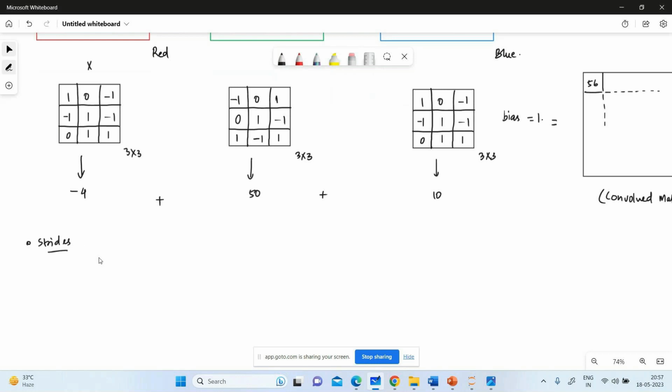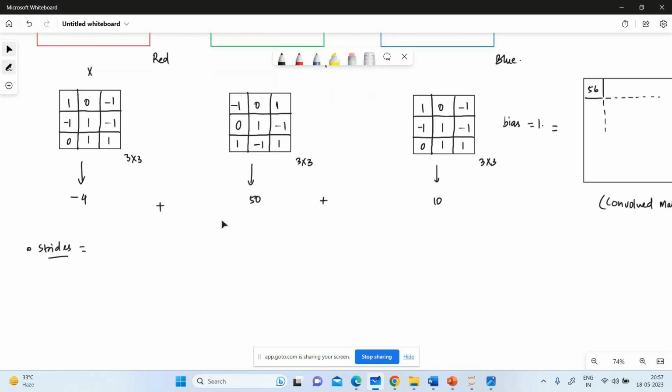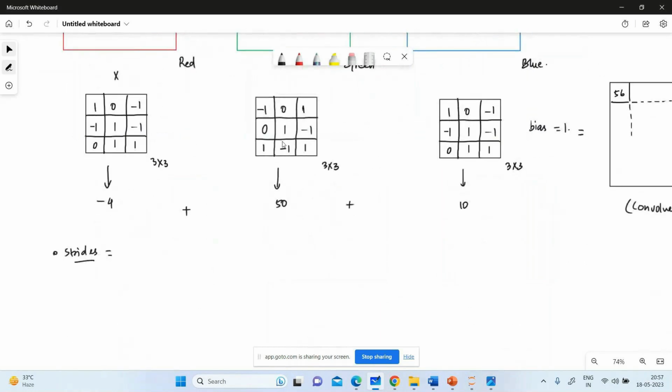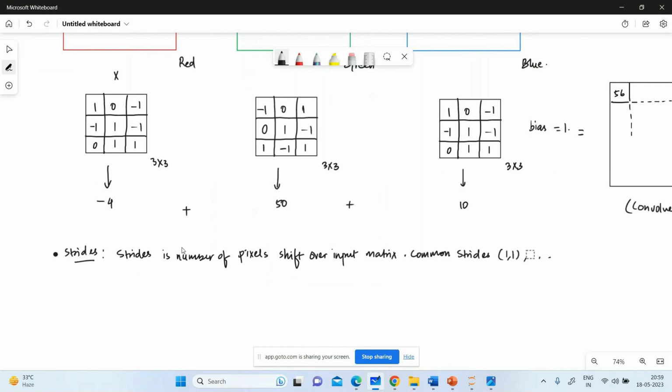As I said, right now the kernel has positioned itself to take this portion. What about the other portions? To cover the overall portion, we need to move the kernel over the surface of the input image. That movement is known as a stride. Stride is the number of pixels shifted over the input matrix. Common stride shapes are 1 cross 1, 2 cross 2. A kernel matrix that moves 1 pixel over my input shape. We got here my stride.